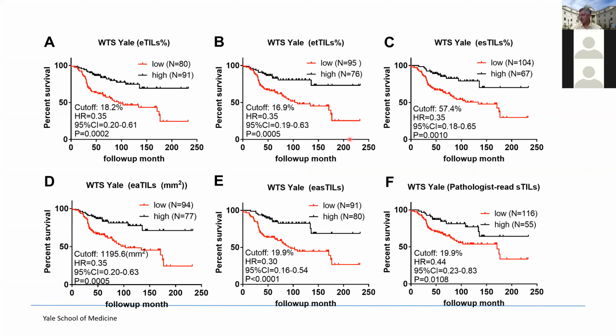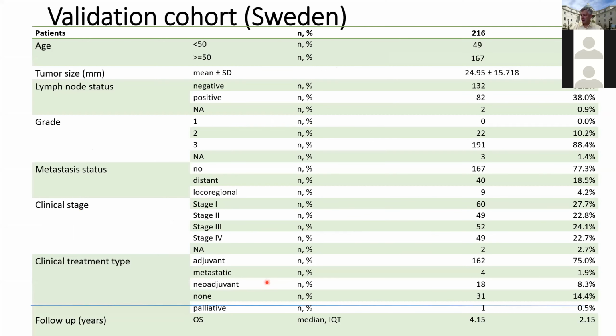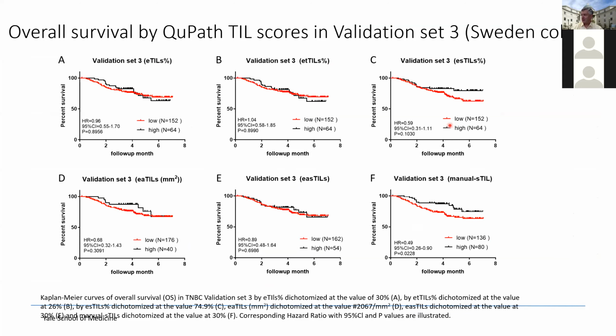In this case, as expected, pretty much the training set is pretty nice. It pretty much validates. In a set that we got from Balazs and Johan Hartmann in Sweden, this is the name of the cohort of triple negative patients, and there were 216, and this was our validation set. And surprisingly, it didn't do so well. Actually, manual TILs did okay. They were statistically significant, but the rest of them, even the machine learning manual TILs, didn't do as well.